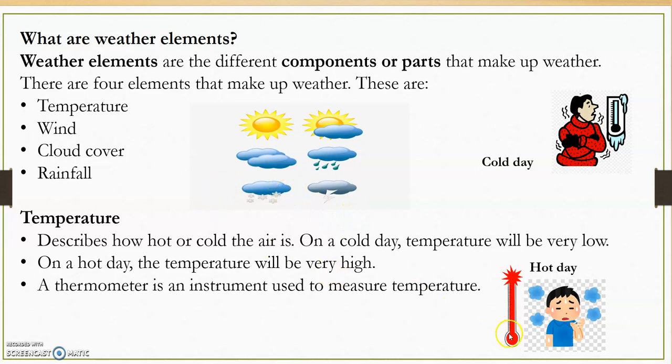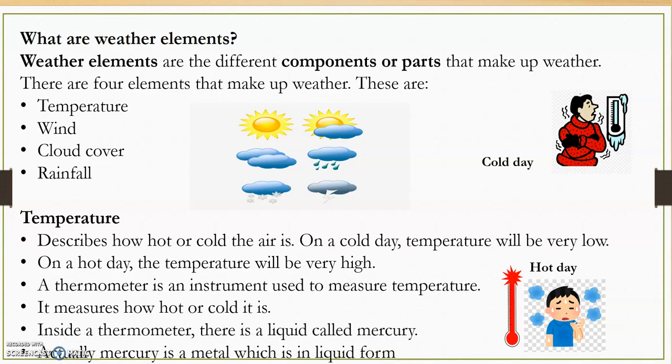So, there is our thermometer, there is our other thermometer there. So on a cold day, the temperatures are very low, and on a hot day, the temperatures are very high. So this thermometer is used to measure how hot or how cold the air is. And inside the thermometer, which is the instrument that we use to measure temperature, we find a liquid called mercury. Mercury is actually a metal which is in liquid form at room temperature.